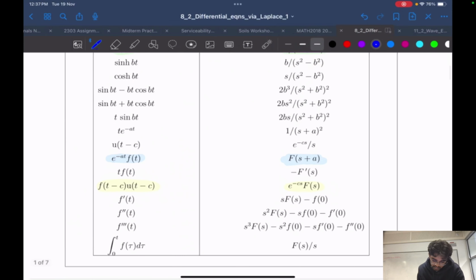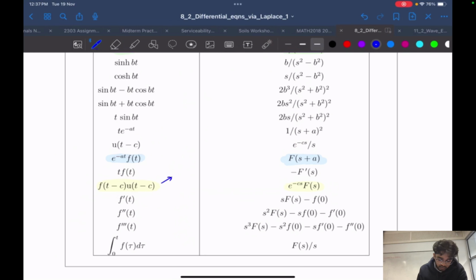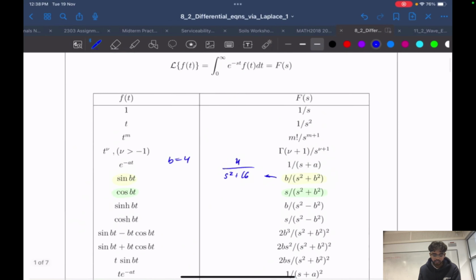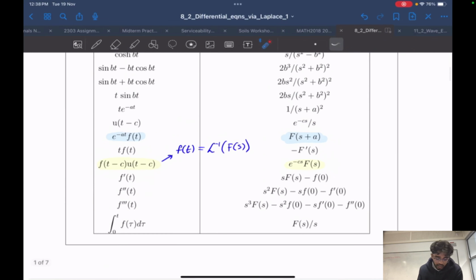So now going back to this, if we want to take the inverse Laplace transform, we're pretty much trying to get a function like this. So first of all, we have to find what f of t is, because we already know what c is. It's equal to 3. f of t is equal to the inverse Laplace transform of F of s, and we've pretty much already done that. We've already said that it's equal to sine of 4t. But then how do we find f of t minus c?